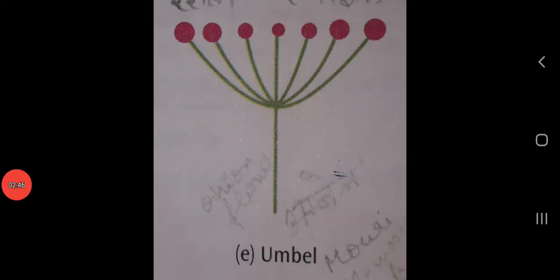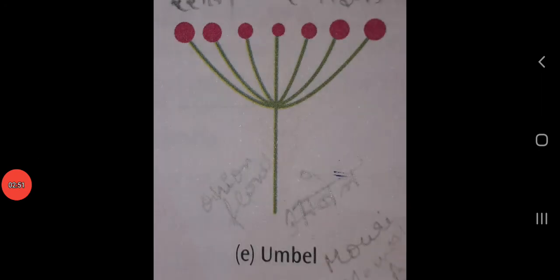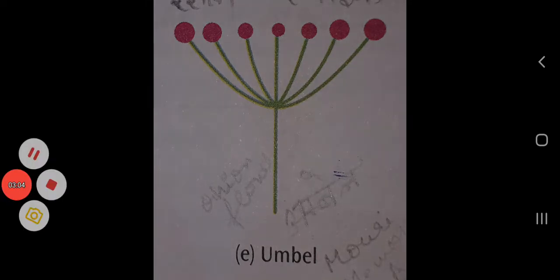And the last type of racemose is called capitulum or head. All flowers are sessile and are borne on the main axis, that is flattened. Here is a picture. You can see this type of inflorescence is called head. All flowers are sessile and are borne on the flattened main axis.